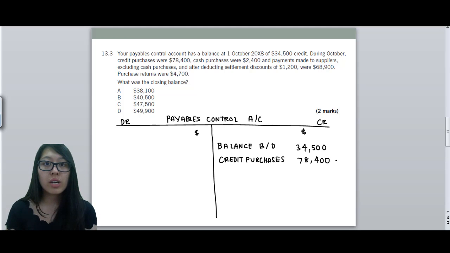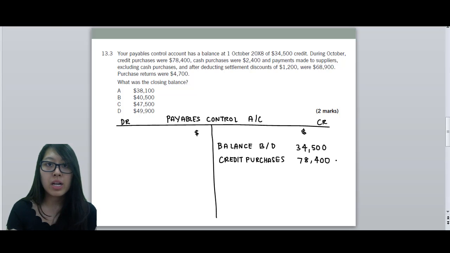Cash purchases were 2,400. Now, let's ask ourselves, should we include this in a trade payables control account or not? Do not answer we should, because actually it should not. When we have a cash purchase, the double entry will be debit purchases, credit cash. So it does not belong in a trade payables control account at all.